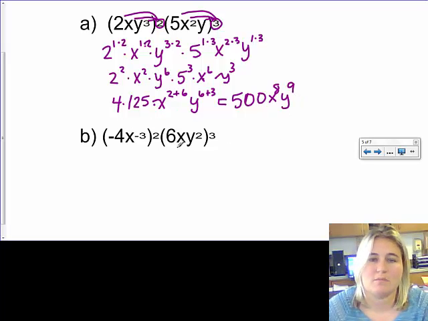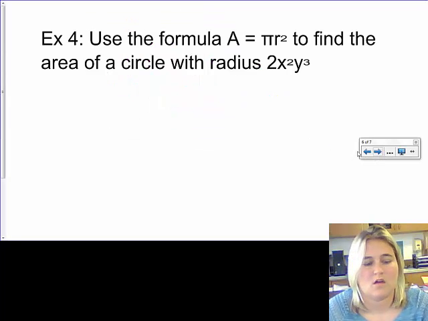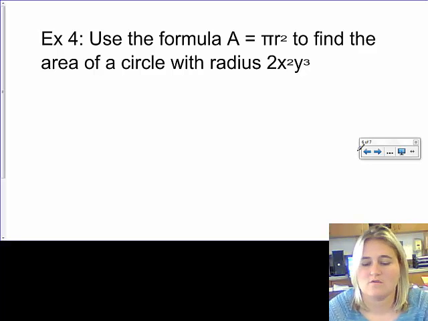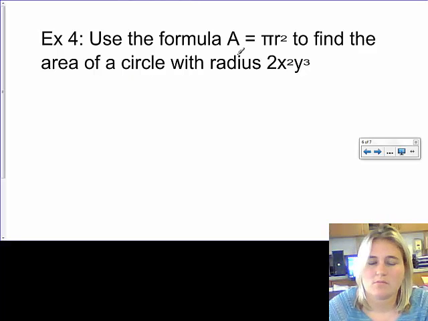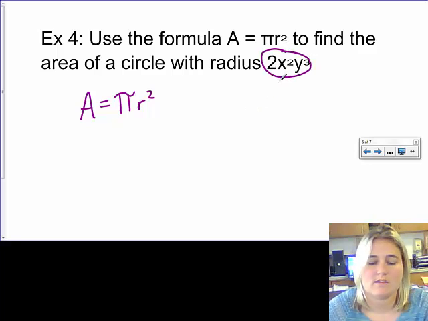I want you to try and do B on your own paper, please. Example 4 says use the formula A equals pi r squared to find the area of a circle with a radius of 2x squared y to the third. So whenever we have a problem like this, we always start by rewriting the formula. So I'm going to rewrite my formula of area equals pi times radius squared. And they say that the radius is this 2x squared y to the third. So I'm going to plug this in for my r.